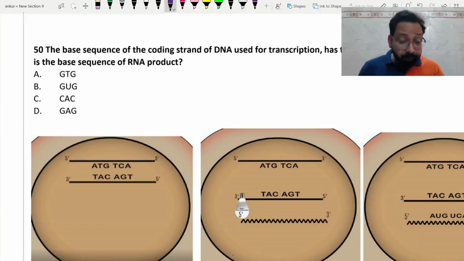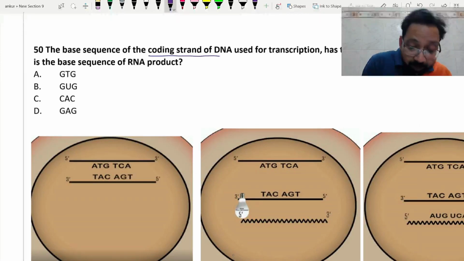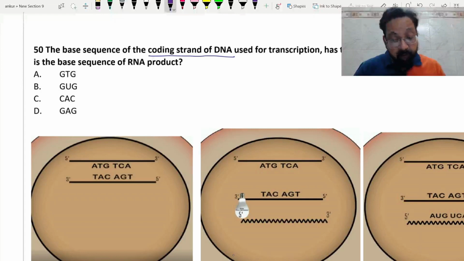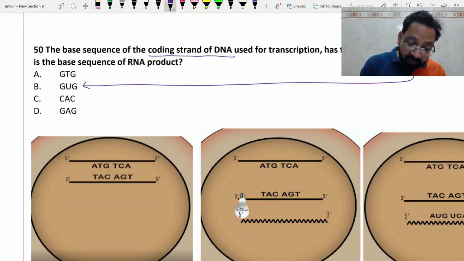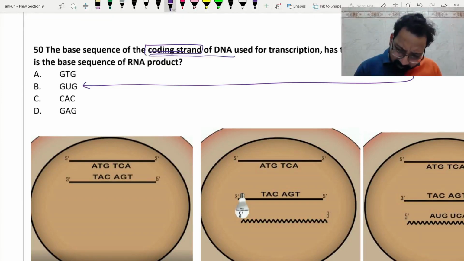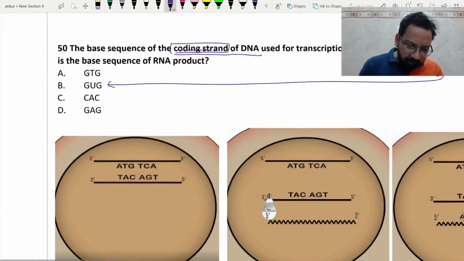Now in this question, they have given the coding strand of DNA GTG. What is the messenger RNA? You all know messenger RNA is just like the coding strand except T is replaced by U. So here it is GUG. If the coding strand is given, this is the simplest question. You will write the same sequence except T will be replaced by U.